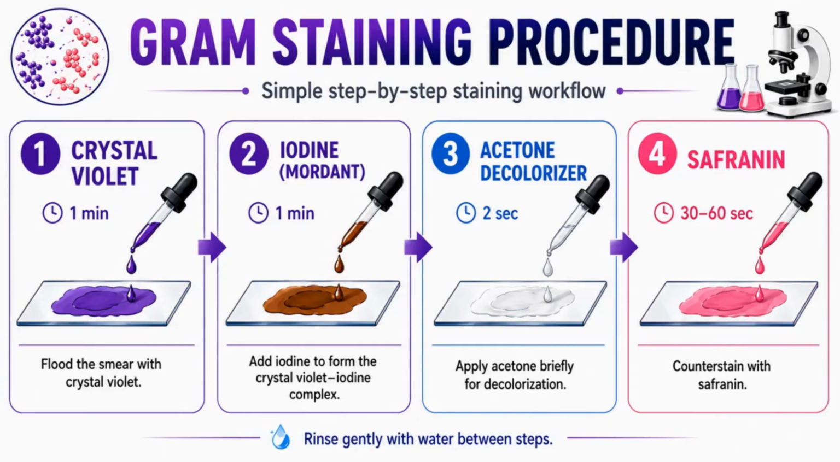Next step is the mordant, which is the gram's iodine. Gram's iodine is poured over the slide for 1 minute. Then the slide is again rinsed with water, and in this step the gram's iodine acts as a mordant and binds to the dye to form bigger crystal violet iodine complexes in the cytoplasm.